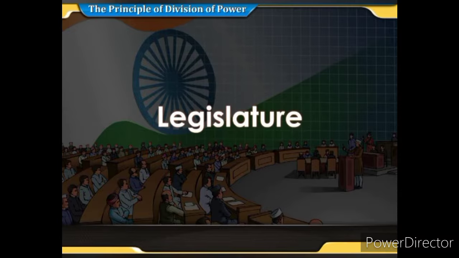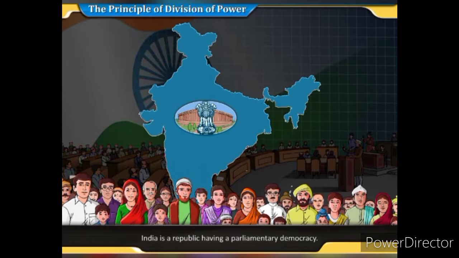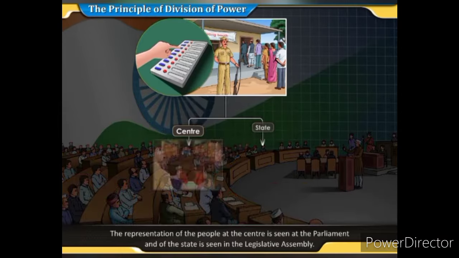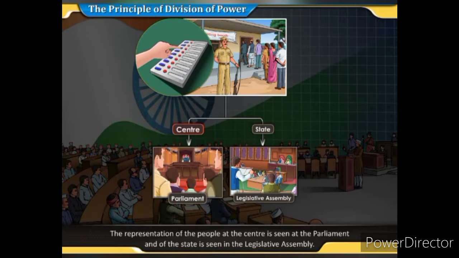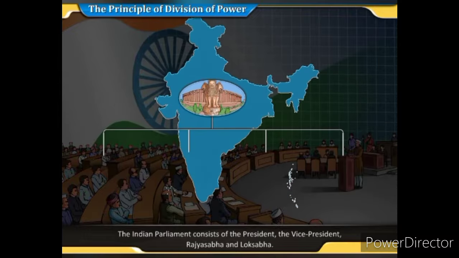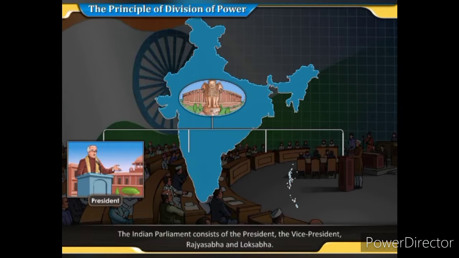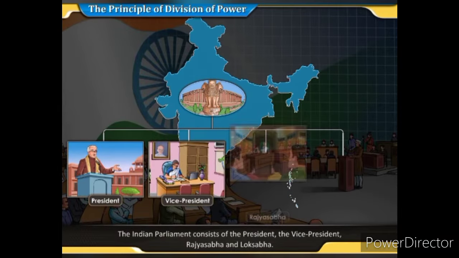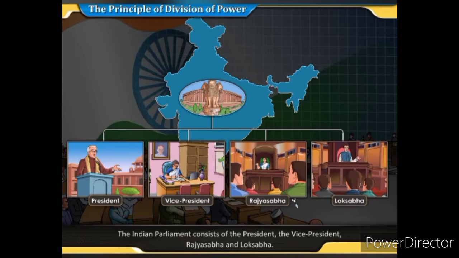1. Legislature. India is a republic having a parliamentary democracy. The representation of the people at the centre is seen in the parliament, and of the state is seen in the legislative assembly. The parliament is an important and apex organization of the nation. The Indian parliament consists of the President, the Vice President, Rajya Sabha, and Lok Sabha.